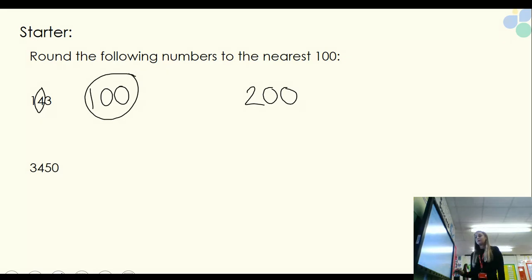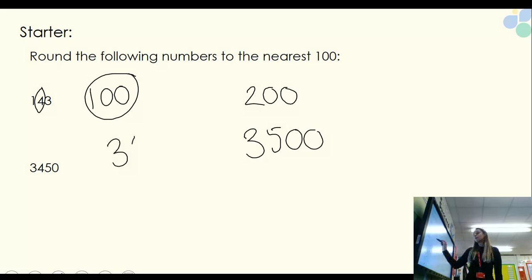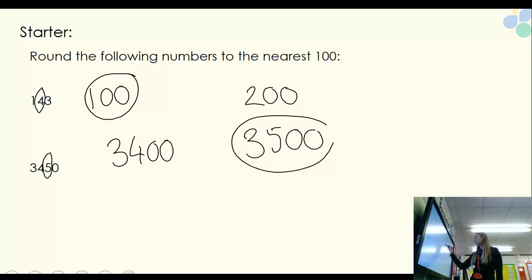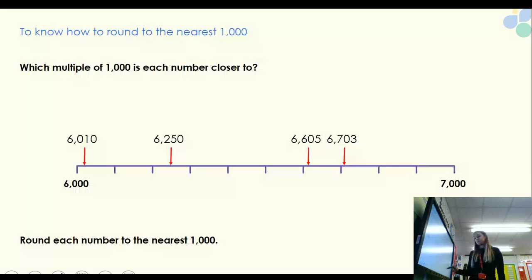Next number, 3,450. Even though it's a bigger number, we still look to our tens column. So if we were rounding this number up, the next 100 on from 400 is 500. So our possible answers are either 3,500, or 3,400. They are our multiples of 100 that we could possibly round up or down to. There is a 5 in our tens column. If we apply the rule, we would round the 5 up, meaning that rounding to the nearest 100, our answer would be 3,500.